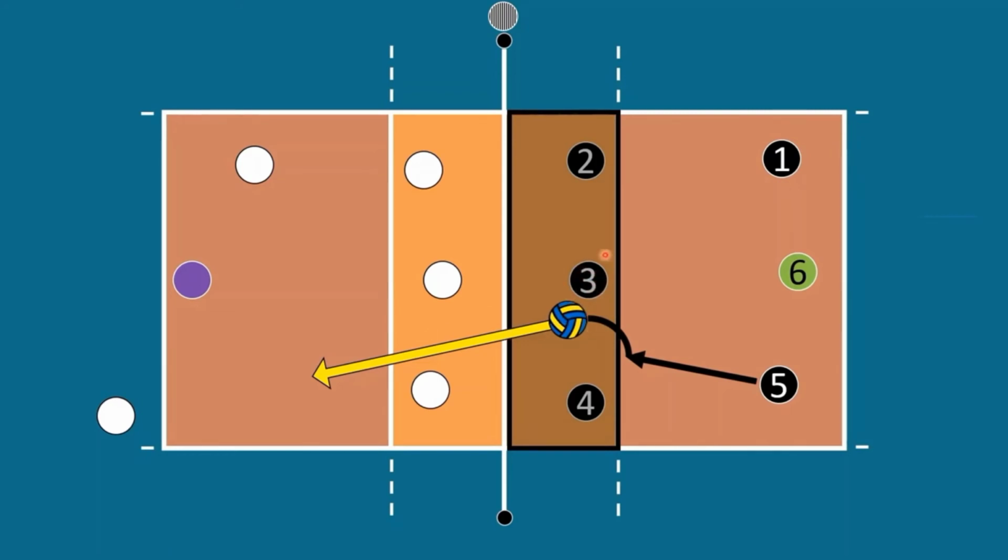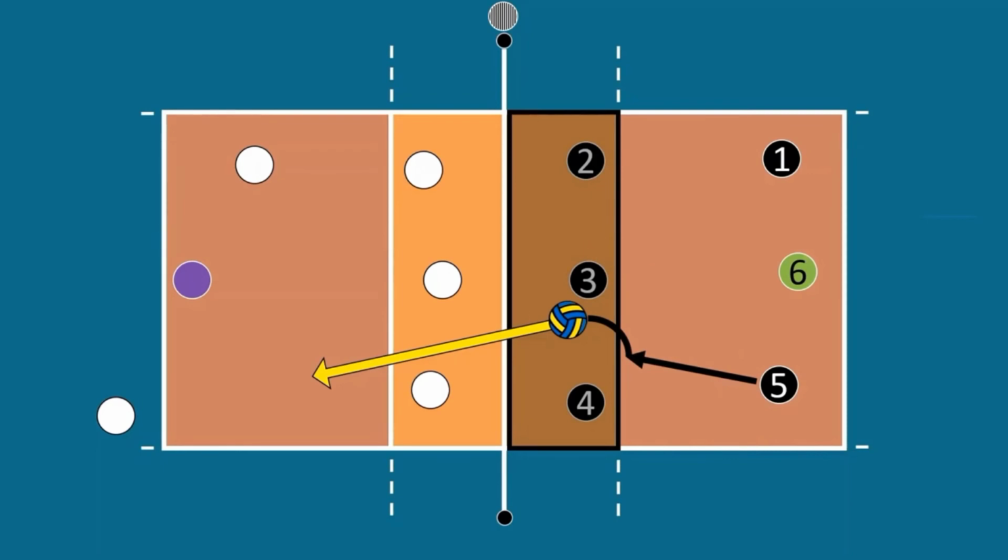If the ball is below the net, then anyone can hit from anywhere. There's no restriction. It's only if the ball is above the net and in the front zone, then these players can only hit it. If players 1, 6, and 5 need to hit it, they need to jump from the back zone area and then hit the ball.